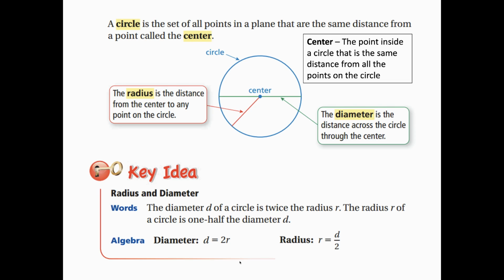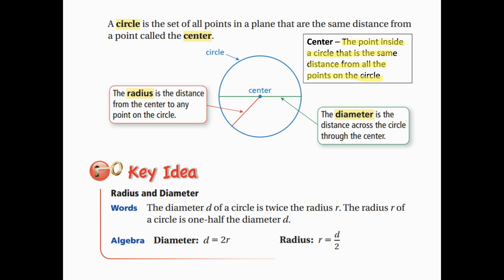What is a circle? A circle is a set of points in a plane, so we're talking in two dimensions, that are the same distance from a point called the center. On this slide I've written down the definition of center, because it's not really clear based on the previous sentence. What does it mean to be the center? That's the point inside the circle that is the same distance from all the points on the circle.